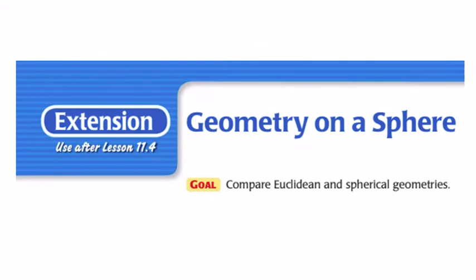Hello everyone, in this video we are going to be discussing geometry on a sphere, where we are going to compare Euclidean and spherical geometries. So in a previous extension video we had talked about Euclidean geometry. That's the geometry that we have been doing this year, and there are other non-Euclidean geometries. So there are some very similar rules, theorems, properties, but some are going to change a little bit, and we'll notice that with spherical geometry.